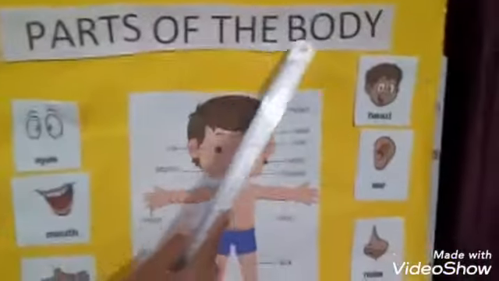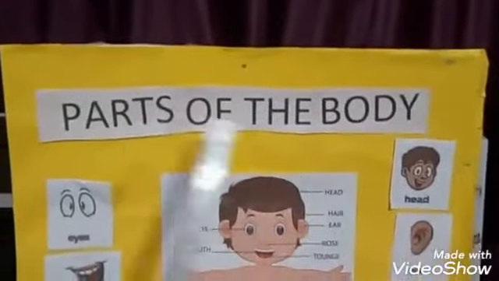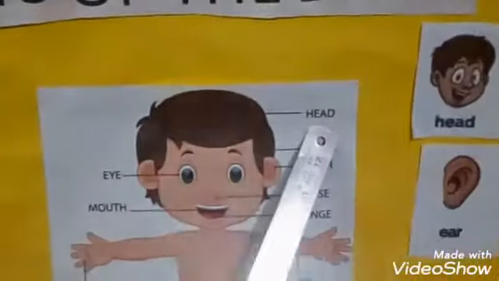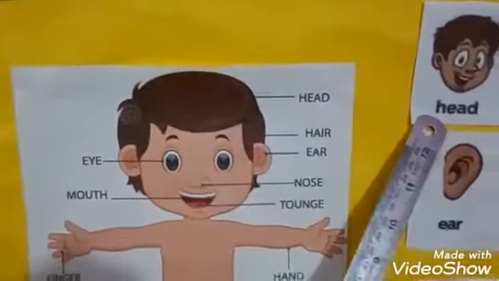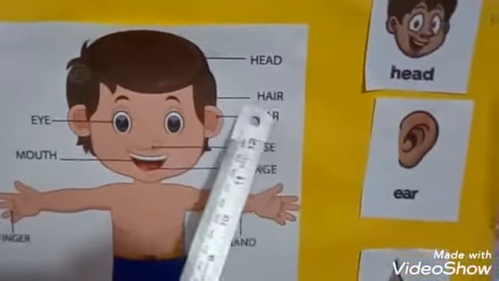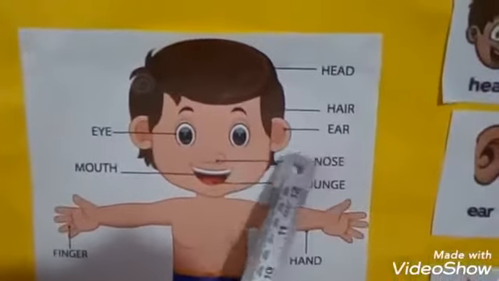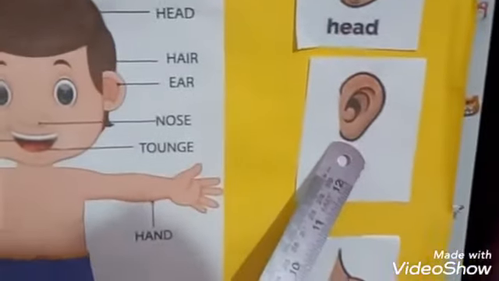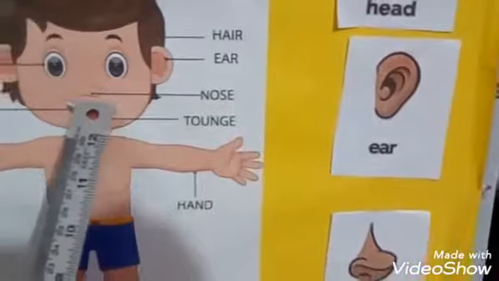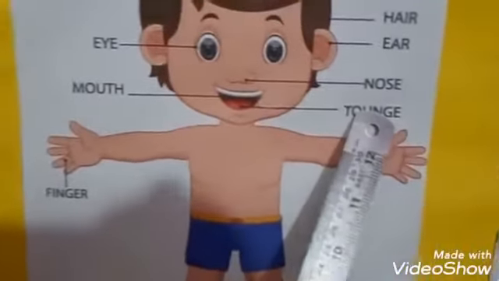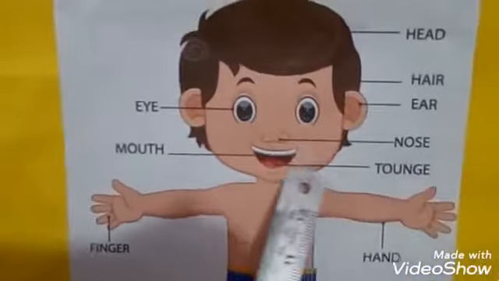Parts of the body. This is head. This is hair. This is ear. This is nose. And this is tongue.